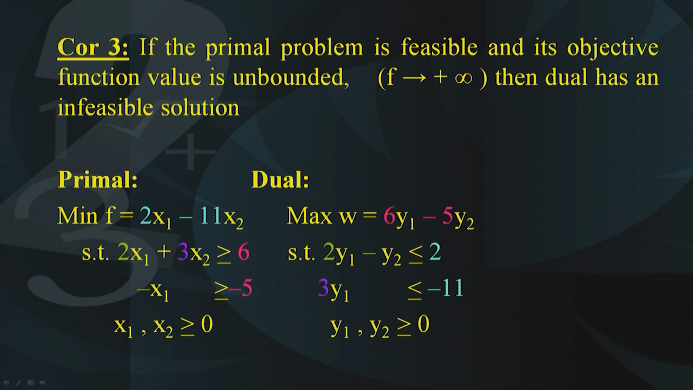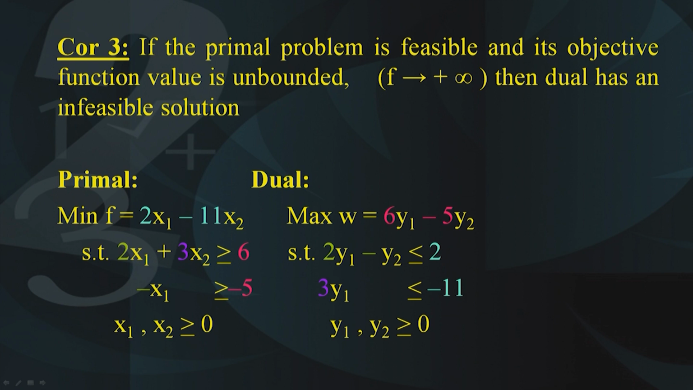Now, this needs some clarification. Therefore, let us take a primal and a dual. So, the primal is a simple two variable problem, that is minimization of 2 x1 − 11 x2 subject to 2 x1 + 3 x2 ≥ 6, and the second constraint is −x1 ≥ −5. Both x1 and x2 are greater than or equal to 0.